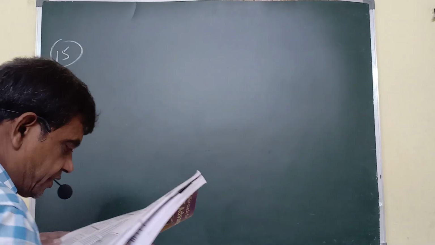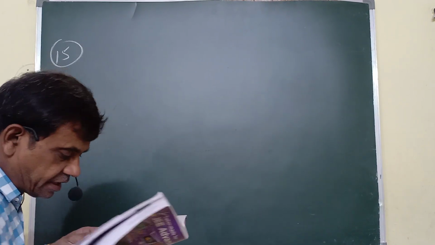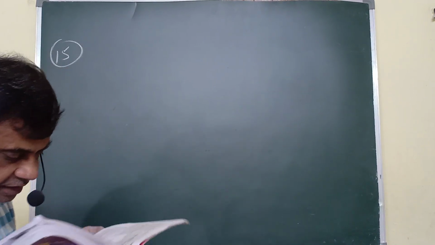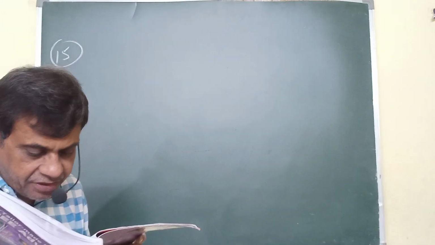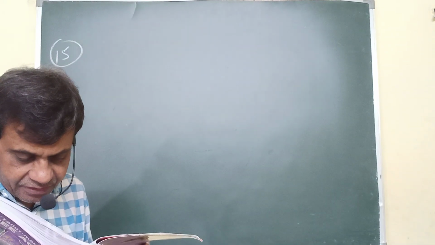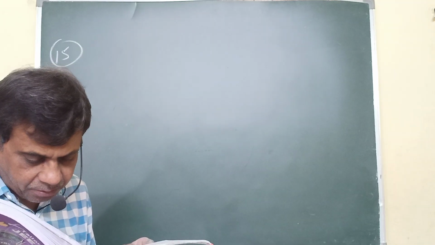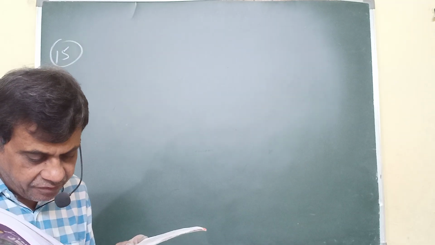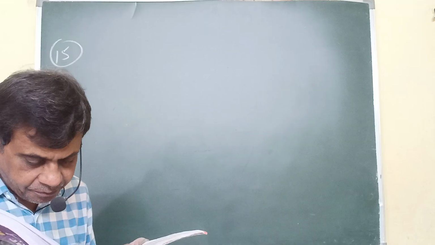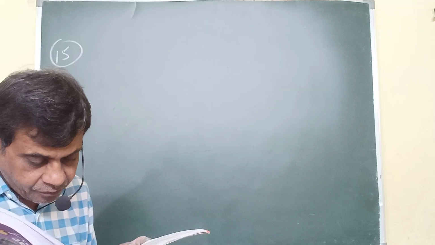Now, question number 15. Two towers AB and CD are situated at a distance of d apart, as shown in the figure. AB is 20 meters and CD is 30 meters from the ground. An object of mass m is thrown from the top of AB horizontally with a velocity of 10 meters per second towards CD.